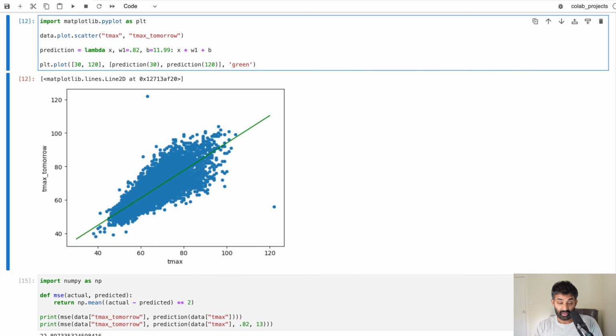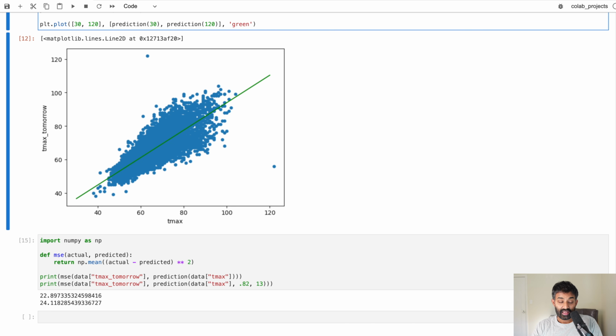the data perfectly. And the reason for that is there is a non-linear component to the relationship between Tmax and Tmax tomorrow. So sometimes when Tmax goes up, Tmax tomorrow also goes up, but sometimes Tmax tomorrow goes down. And our linear regression algorithm doesn't have enough capacity to represent that relationship.